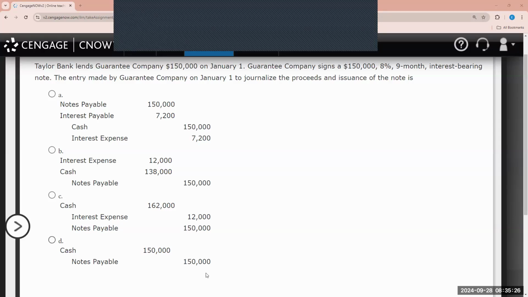But in this case, we borrowed the money. So this notes payable represents the liability. And with all liability accounts, those are increased with a credit. So our correct answer is D, debit cash and credit notes payable.